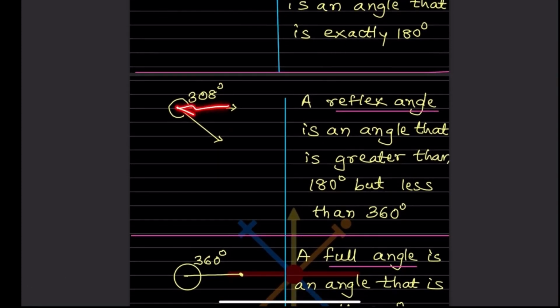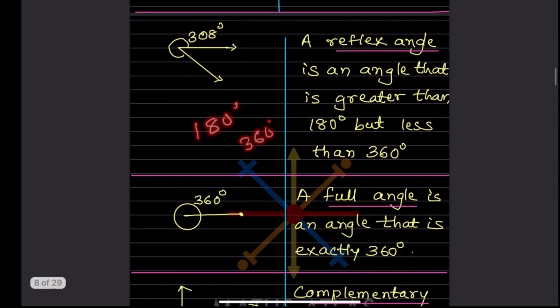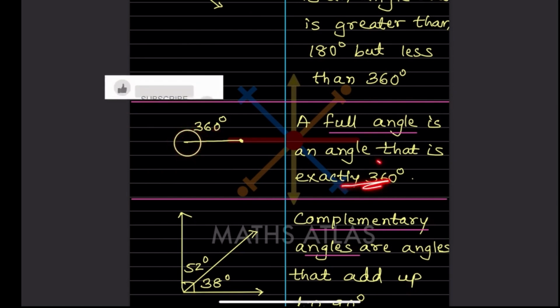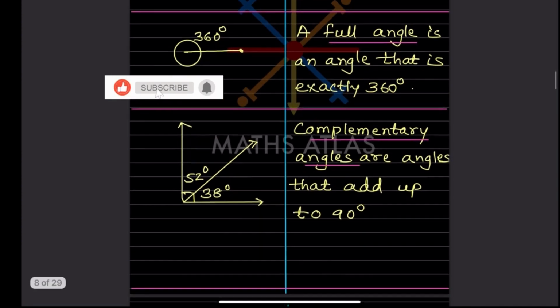Now this angle, the outside one, is called the reflex angle. A reflex angle is an angle that is greater than 180 but less than 360 degrees. It should always be greater than 180 and less than 360 degrees. Then you can see this whole thing is 360, which is the full angle. A full angle is an angle that is exactly 360 degrees.